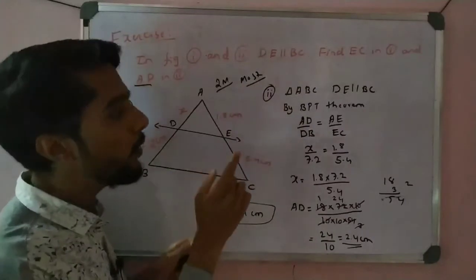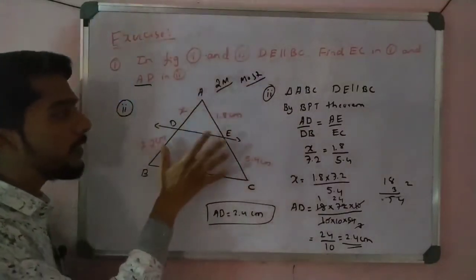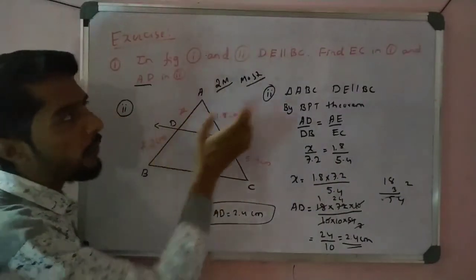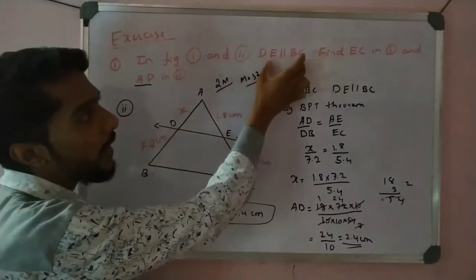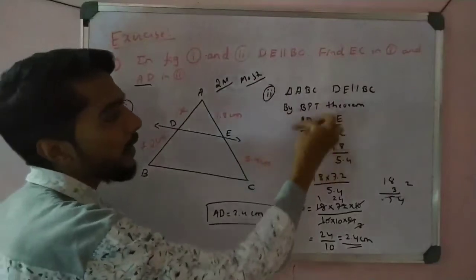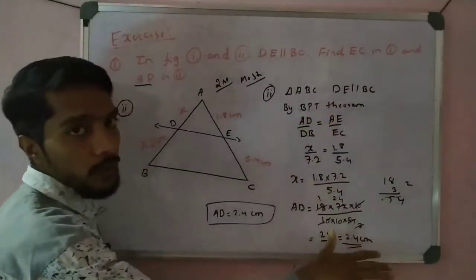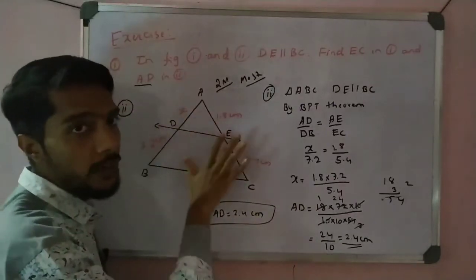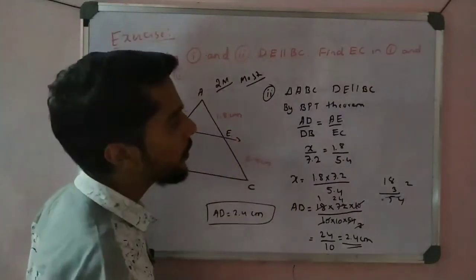Based on BPT, they give 3 sides and one side is unknown. So by using this BPT theorem, they give the condition that DE is parallel to BC, then you apply the theorem, and you can find any unknown side. Okay, so please write down this one.